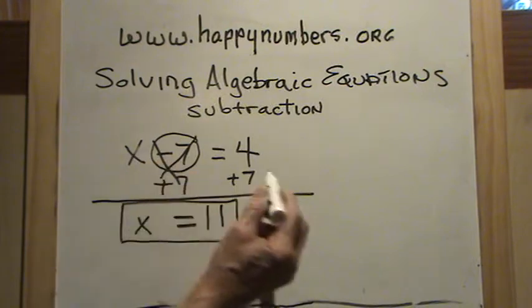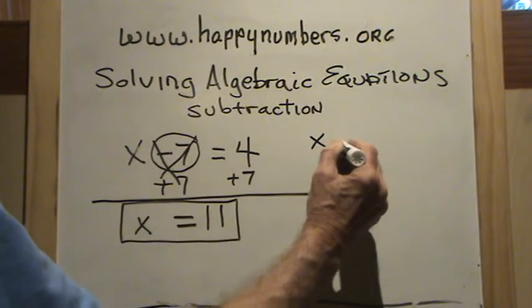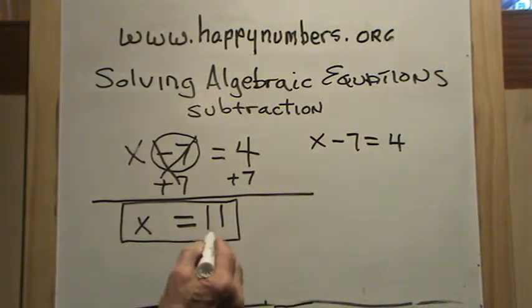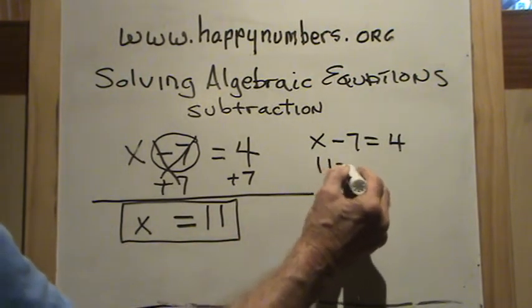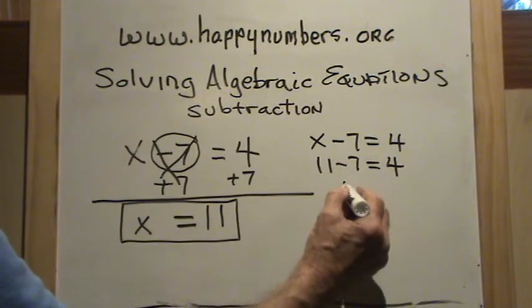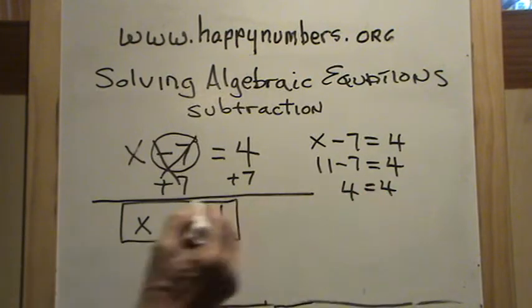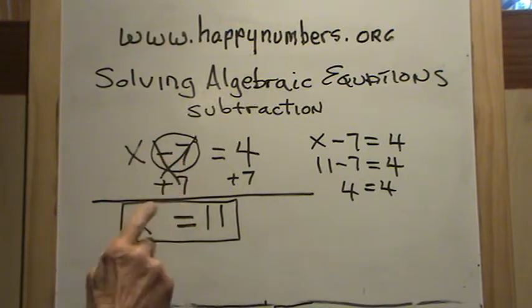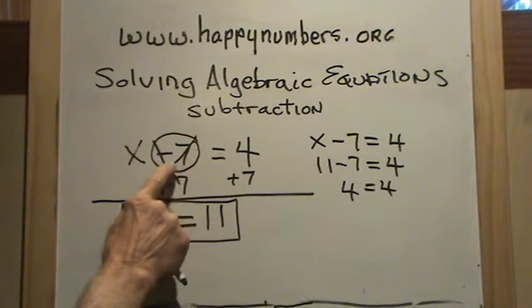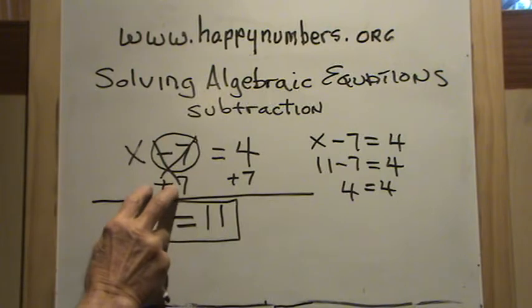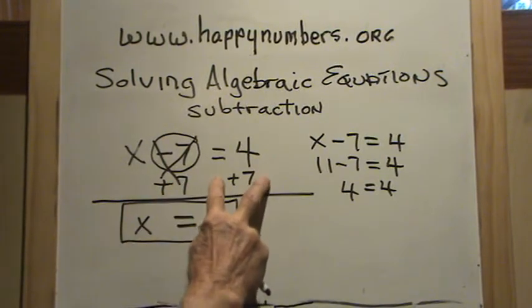Let's go back to our original problem. X minus 7 equals 4. And I'm saying that x is equal to 11. So 11 minus 7 equals 4. Well, 11 minus 7 does equal 4. So 4 equals 4. So our solution is correct. So again, I had a negative 7 here, so I used the opposite or inverse relationship to get rid of it. I used a positive 7, and I know that if I do something to one side, I must do it to the other side.